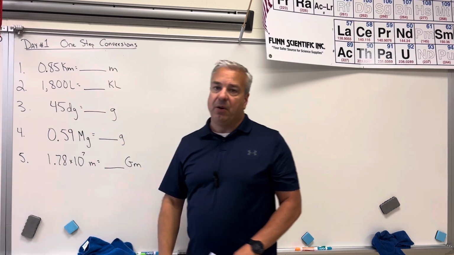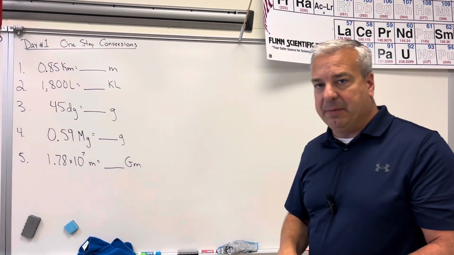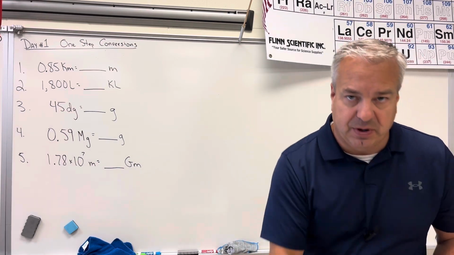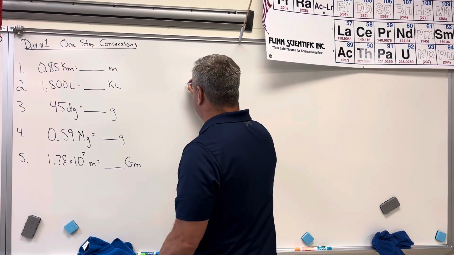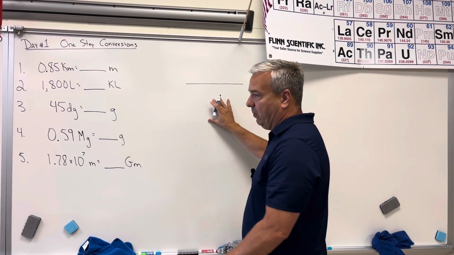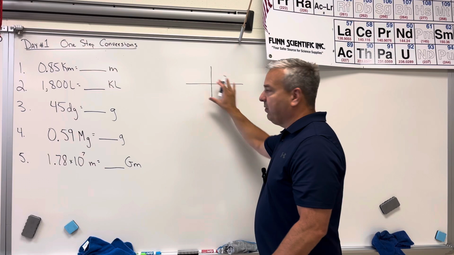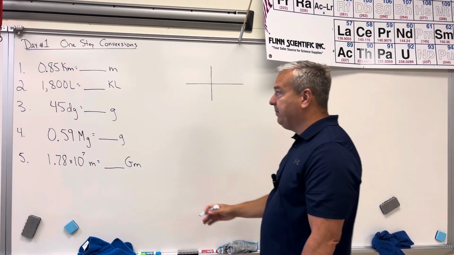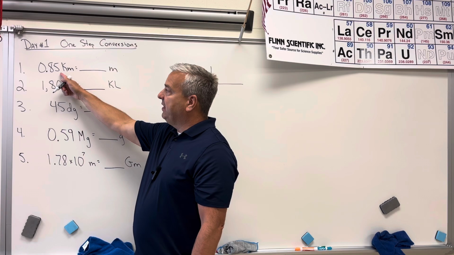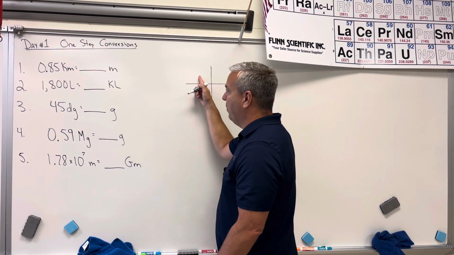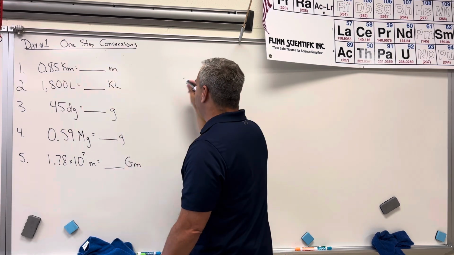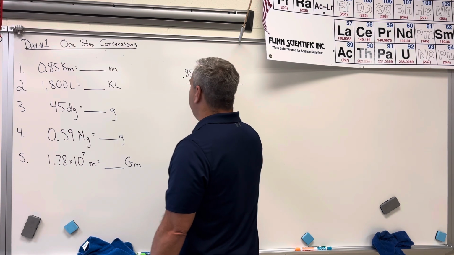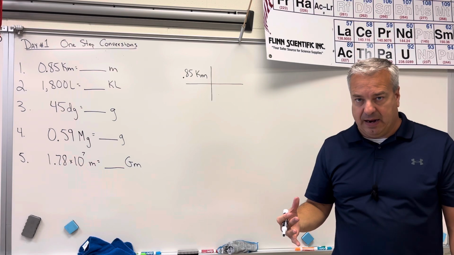Our first problem, we're going to convert 0.85 kilometers into meters, okay? And according to the directions, the first thing that we're going to do is draw our train tracks. A train track is just a horizontal line with a vertical line to break things up, and you can use as many vertical lines as you need. The next step is to put the given in the upper left-hand corner. So the given in problem 1 is going to be 0.85 kilometers. That's what goes in the upper left-hand box.